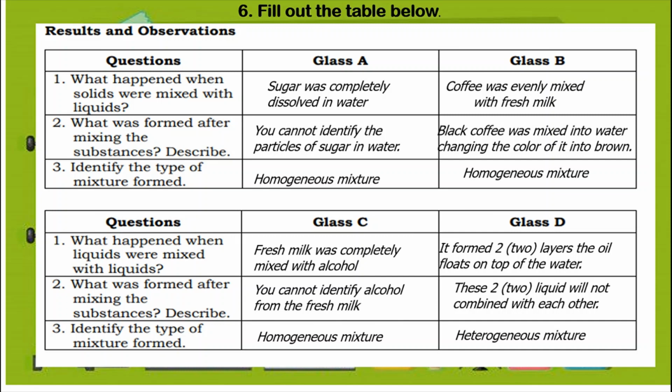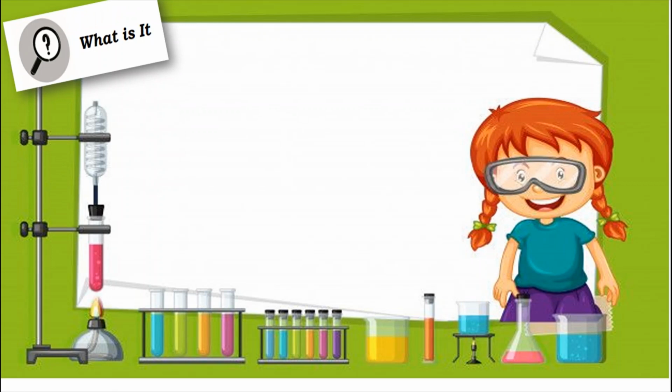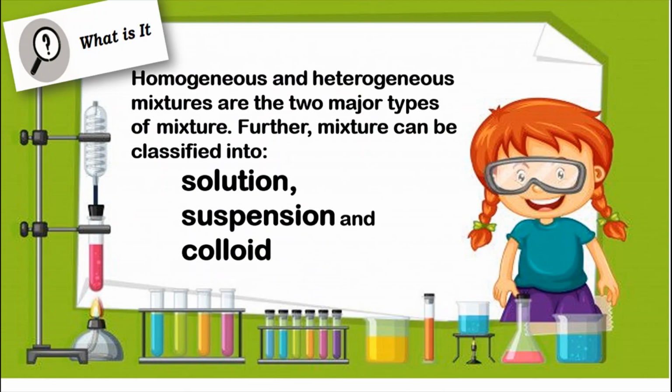Okay. Let's proceed. What is it? In your module, kindly look at what is it. Homogeneous and heterogeneous mixtures are the 2 major types of mixture. Further, mixture can be classified into tulo na sila children na ayaw kalimte: solution, suspension, and colloid.